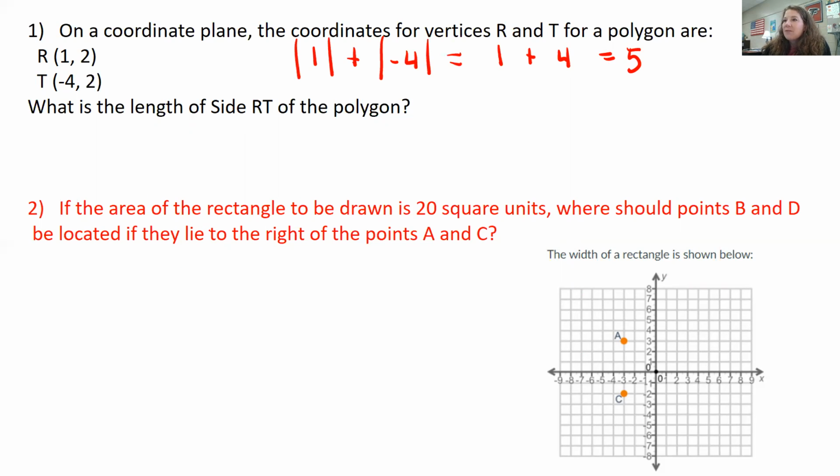Number 2, if the area of a rectangle to be drawn is 20 square units, where should points B and D be located if they lie to the right of the points A and C?